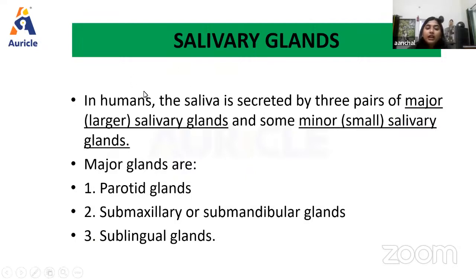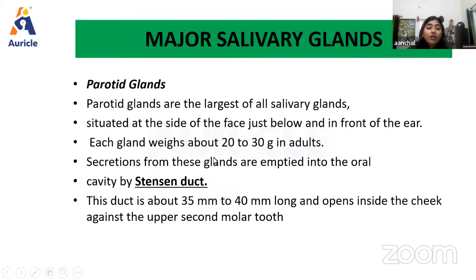Now, in humans, saliva is secreted by three pairs of major, larger salivary glands and some smaller or minor salivary glands, as we have discussed. Again, the major glands are the parotid, submaxillary, and sublingual glands. Now, talking about the details: the location of these glands, what types of ducts are present, and the size of these glands.